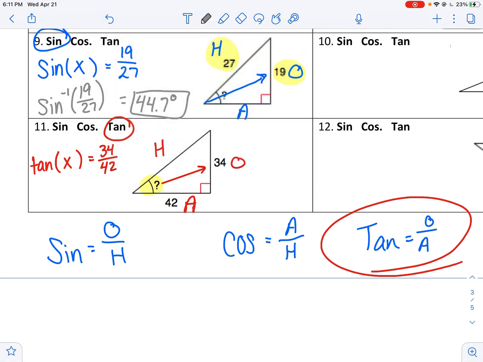And again, what we end up doing is our inverse. Anytime you want to find an angle, just use your inverse. So this would be tangent inverse of, and the tangent and tangent inverse cancel out, and I end up with just x on that side. And then on the other side, I would do the tangent inverse of 34 over 42. So x would be equal to the tangent inverse of 34 over 42.